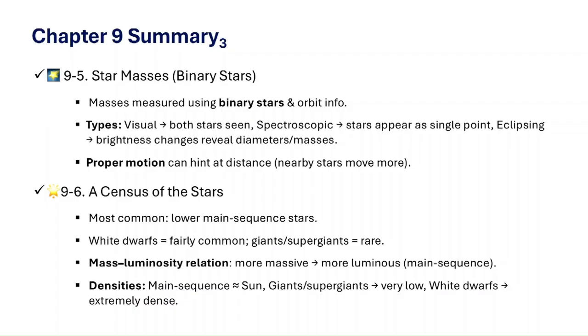Next, we also reviewed star densities. Main sequence stars have similar density to the sun. Giants and supergiants are very low density, and white dwarfs are extremely dense. So this gives us a complete picture of how stars differ in size, mass and structure. So that's the end of chapter 9, the family of stars. So I encourage you to go through the review questions and problems to deepen your understanding about this chapter.